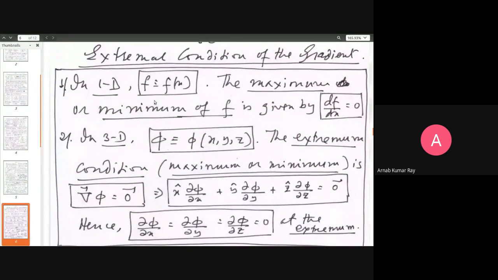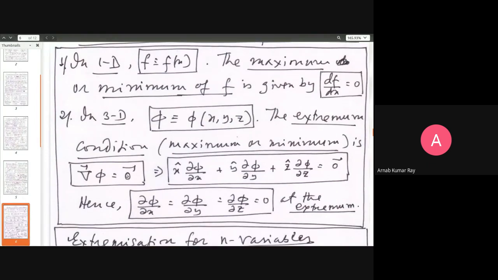In 3D, instead of f depending on x, you have phi depending on x, y, z. And the extremum condition will be gradient of phi is equal to 0. Not df/dx is equal to 0, but gradient of phi is equal to 0, which when broken down term by term will actually be like this, except that you'll have three things: del phi/del x, del phi/del y, and del phi/del z. Each of them will be equal to 0.